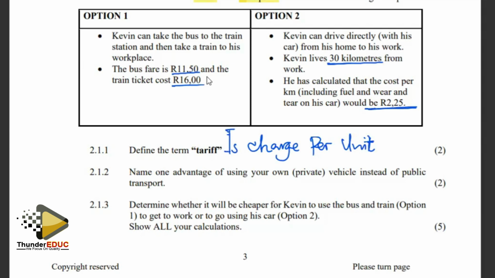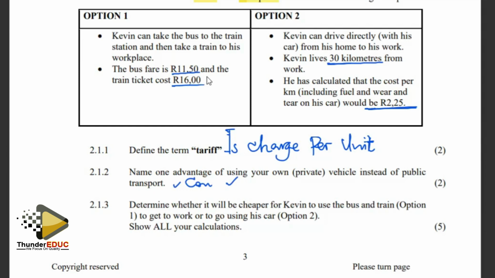Name one advantage of using your own private vehicle instead of public transport. First and foremost, it is convenient. Some people can say it's comfortable. You don't need to rub shoulders with other people.